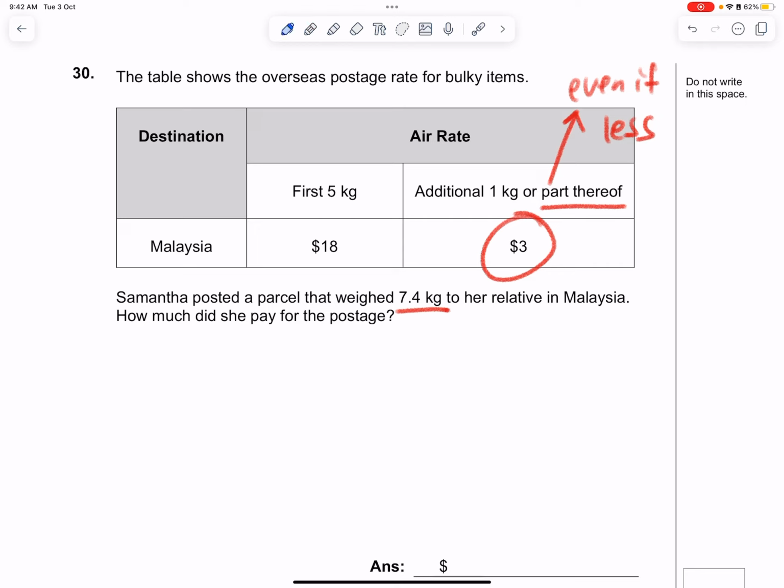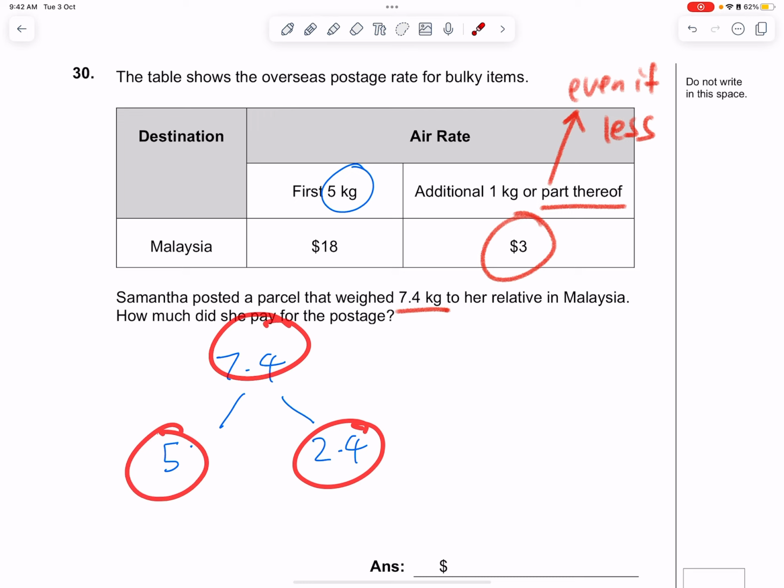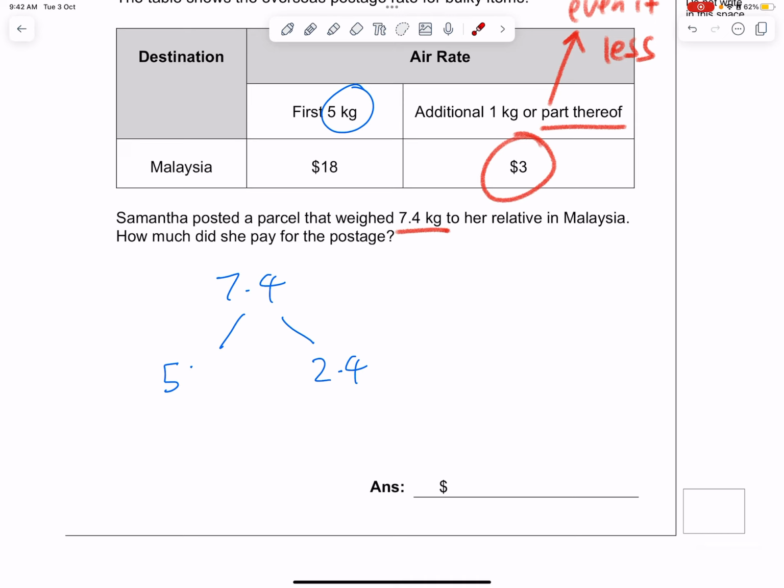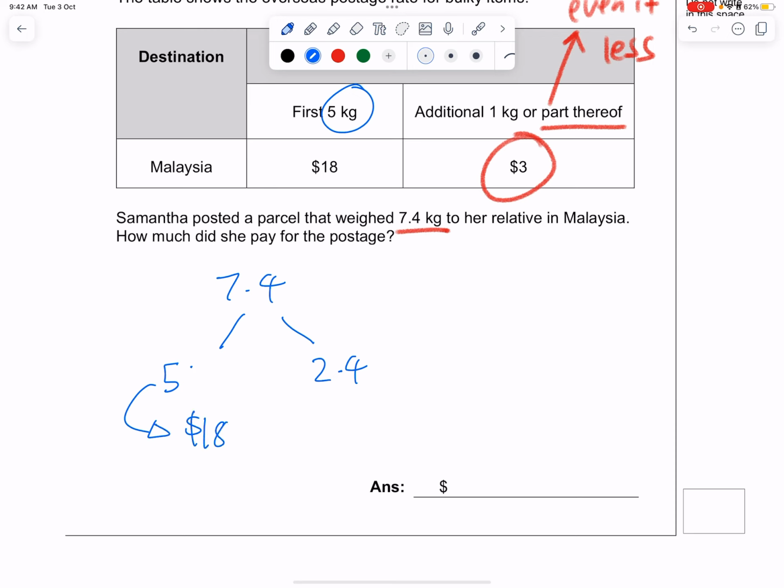So what you need to do is, out of this 7.4, break it up into the first 5 kg, and the other one is 2.4. How do I get 2.4? 7.4 minus 5 gives me 2.4. Now, I know that for this 5 kg over here, I'm going to get charged $18. Why? Because it's stated here, first 5 kg, $18. Then any additional kg or part of it is going to be $3.